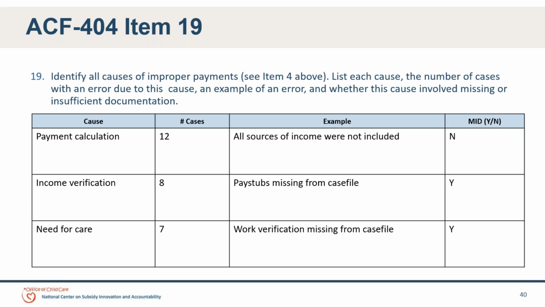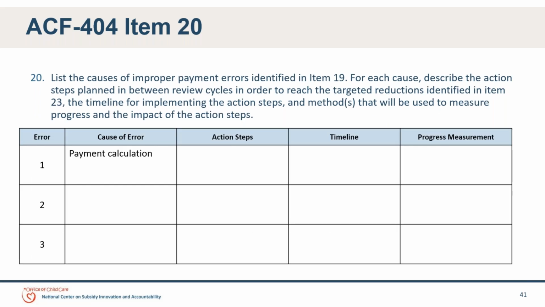So in our example here, and mostly due to space, we have 3 error causes shown. So here in our example state, we had 12 errors caused by payment calculation errors. And the example here is that all sources of income were not included. And in this example, it was not a MID error. Then you can see the second one, there were 8 cases identified with errors caused by income verification. And then the example, missing pay stubs from the case file. And this one was a MID error, missing or insufficient documentation.